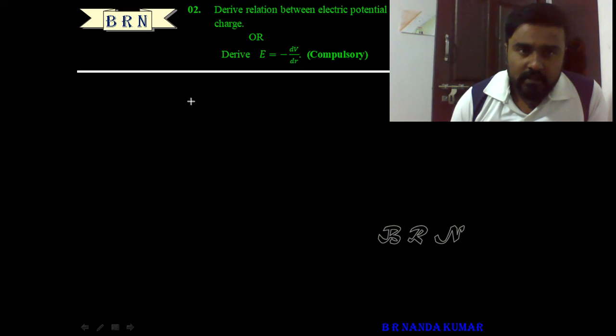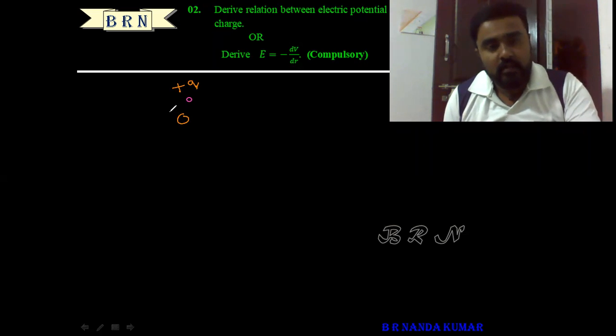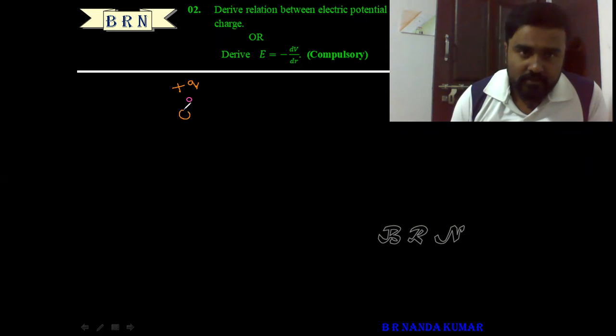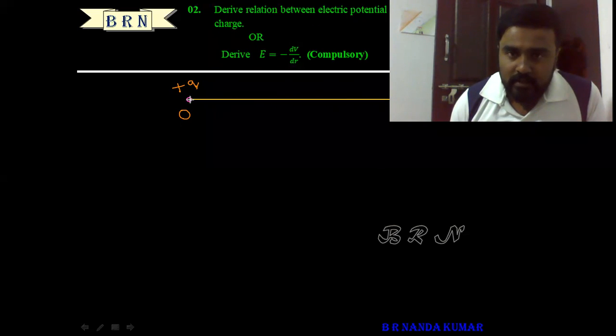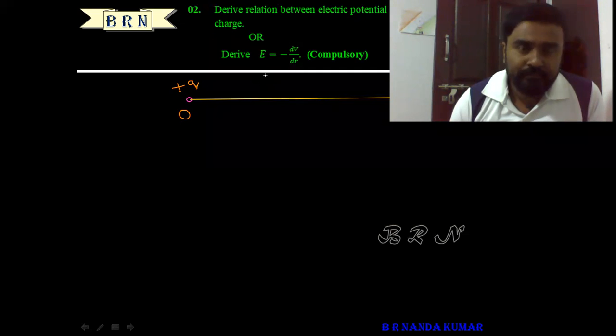I will explain it very simply, see. First, let us consider an isolated positive point charge plus Q located at point O. O is the location of the isolated positive point charge. Draw a line. On this line we must choose a number of observation points.